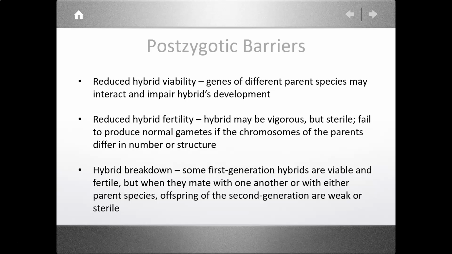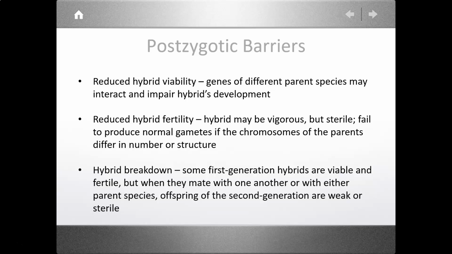Hybrid breakdown is an interesting one because this is going to take multi-generations before it fails. This is probably still not a complete reproductive isolation, but we're getting darn close. So you get that first generation of hybrids. So two different species, male and female, will mate, they'll produce the offspring, that's your hybrid. That hybrid is viable and capable of producing successful gametes.